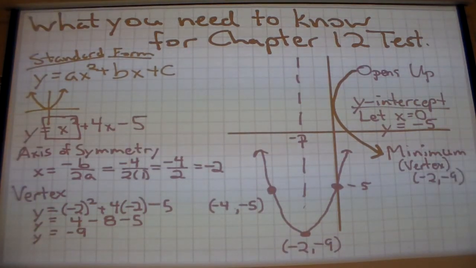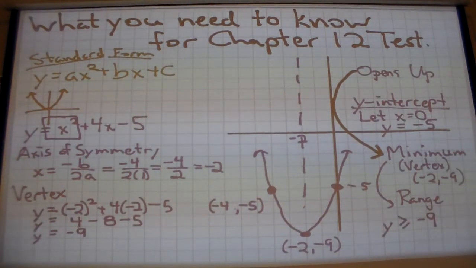Now from that, we also can get the range. The range is the y values that work. So whatever we have, min or max, that's going to be the end of the range, and then it's going to go in one direction from there. So -9 is where the range is going to be cut off. Now, do all the y values above it or below it work? Above it, everything going up from there. So you're going to say y is greater than or equal to -9 for the range.